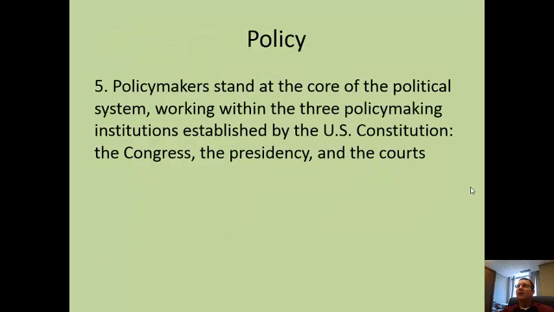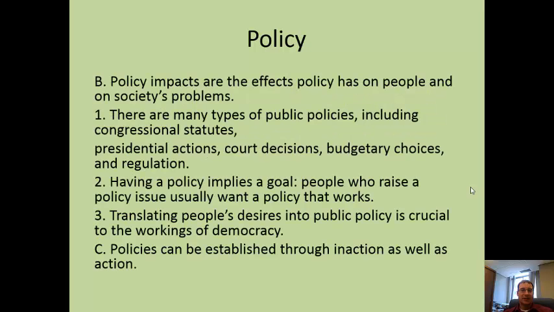Policymakers are key to learning about American government because obviously they're the ones that help set the rules, the laws, those kinds of things. There are three main policy-making institutions of the Constitution, three branches of government. You learned them in third grade. You're still learning them, right? And we're going to add some more here in this class. But the classic ones: the Congress, the presidency, and the courts. Those are the three main policy-making institutions.